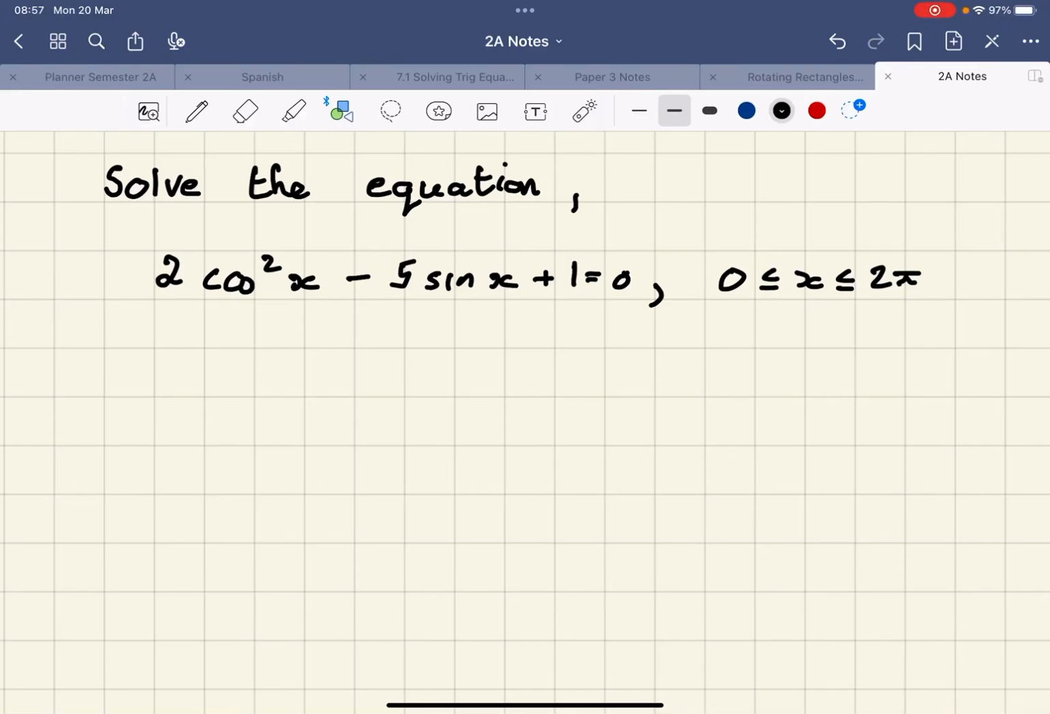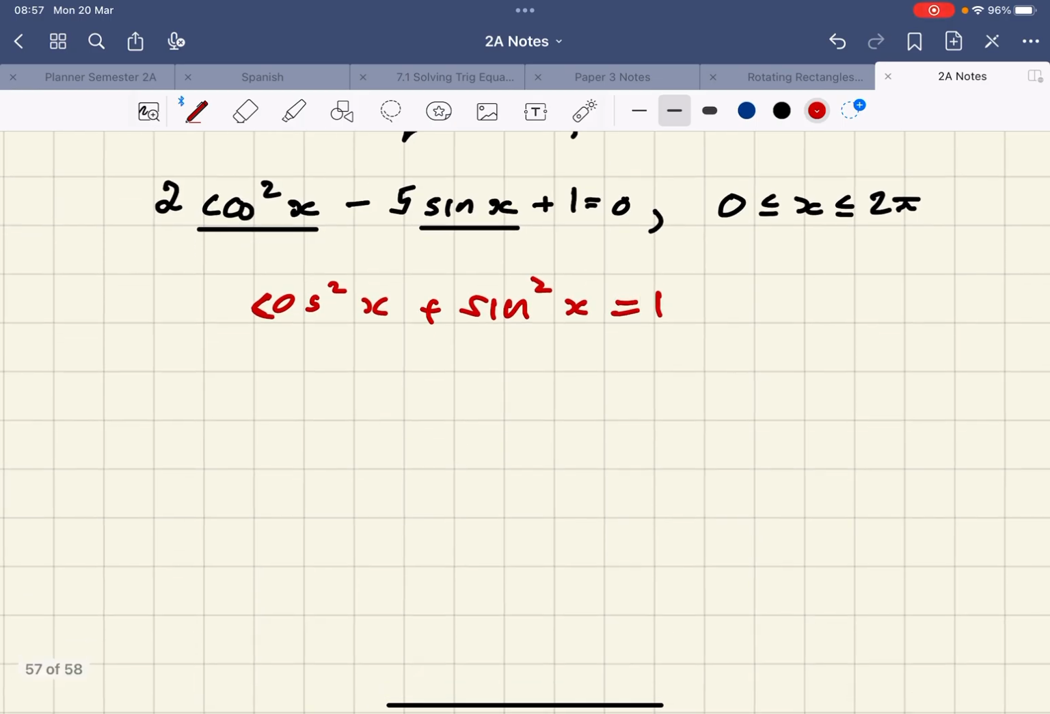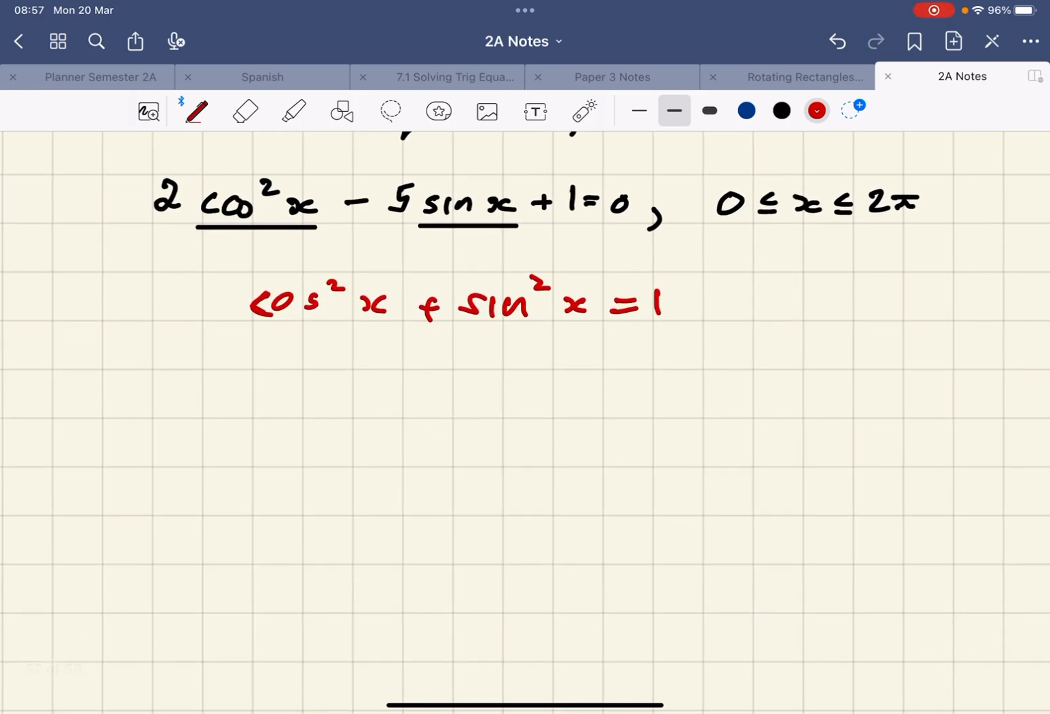In this video, we've got a quadratic equation, but more than that, we've got a mixture of cosine squared x and sine x. So what I want to do is use the identity cosine squared x plus sine squared x equals 1. And that means, if I rearrange that equation, I can have cosine squared x equals 1 minus sine squared x. So that first 2 cosine squared x becomes 2 times 1 minus sine squared x. The rest we're just going to keep the same.